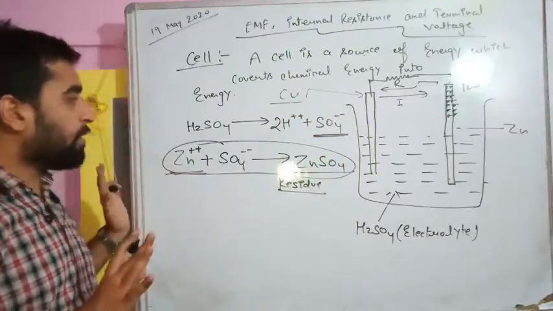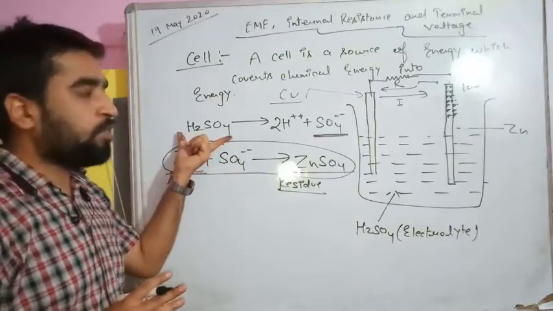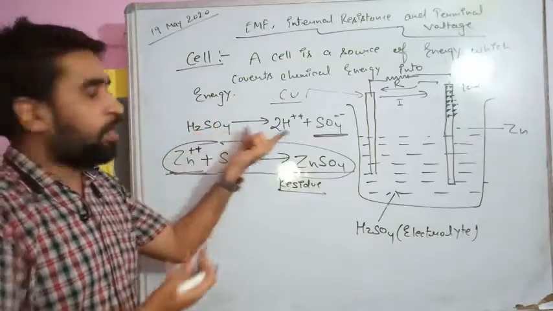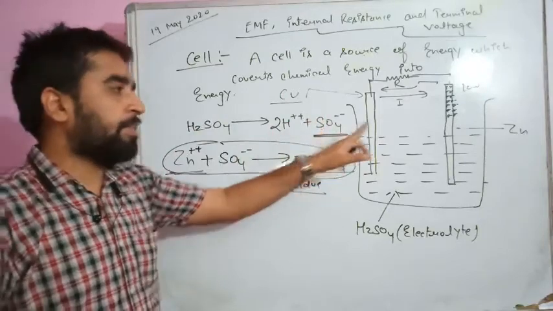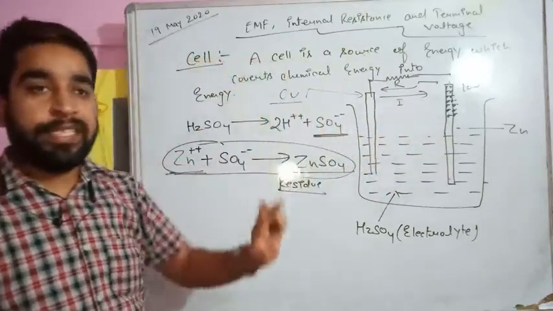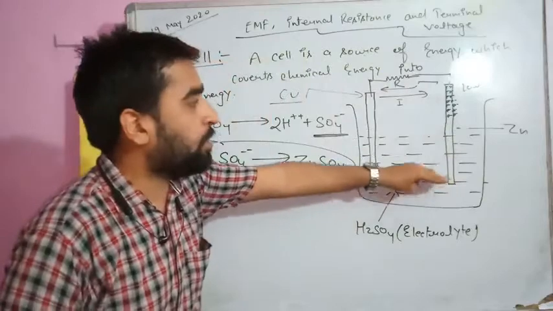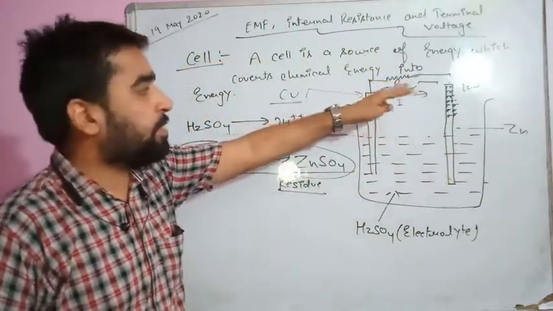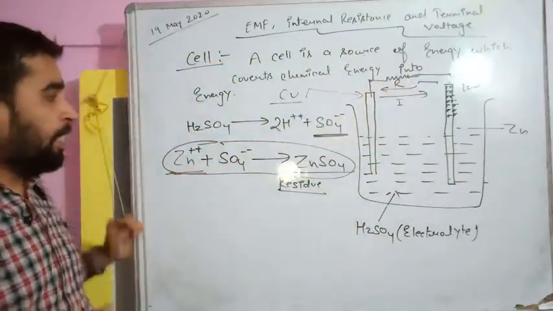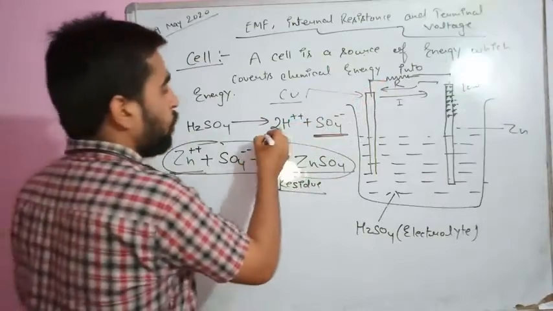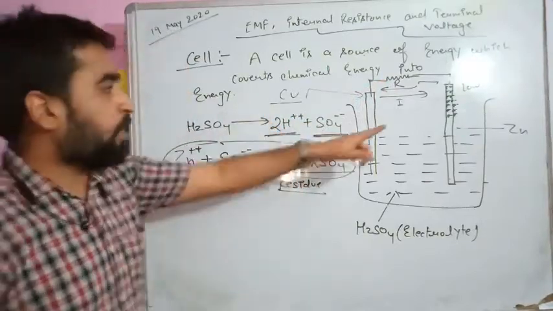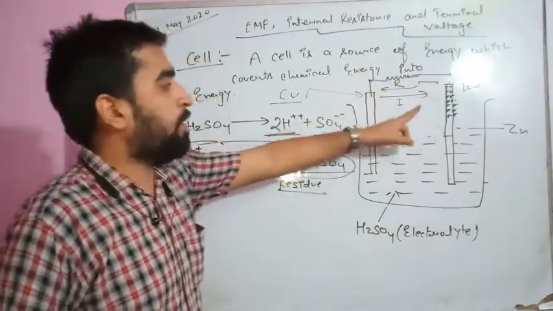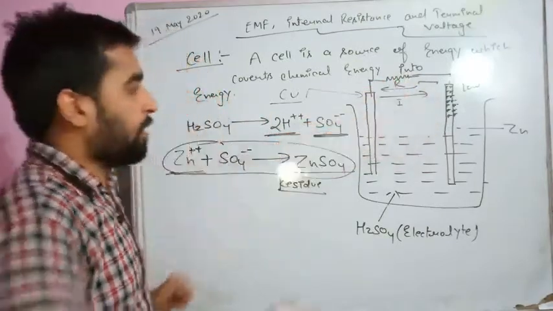Now, one thing is clear, that H2SO4 will keep on breaking down into H plus ion and SO4 minus ion. SO4 minus ions are busy reacting with zinc, and zinc is busy sending its electrons in the upper direction, so that this current will keep on flowing. And what about this 2H plus? This we haven't utilized.